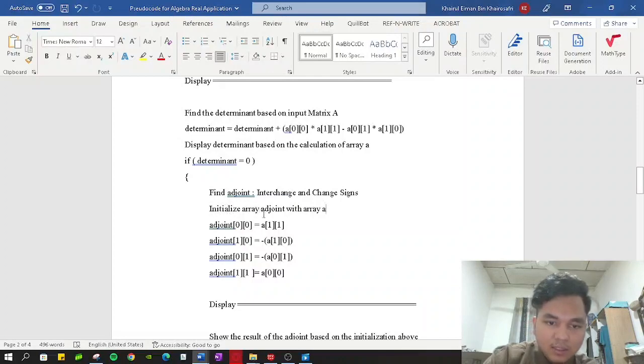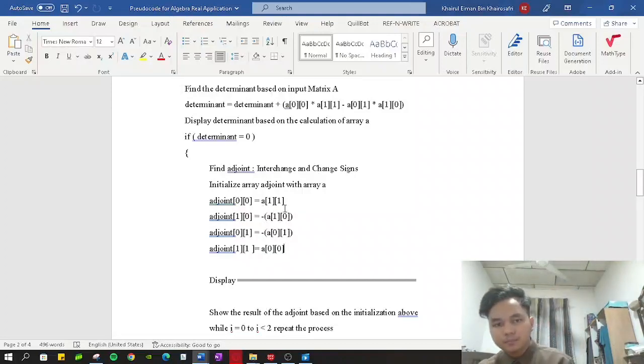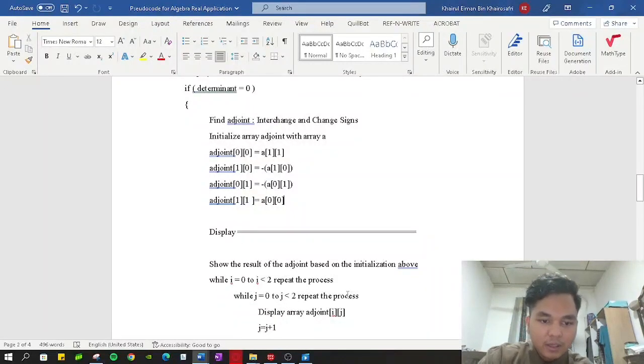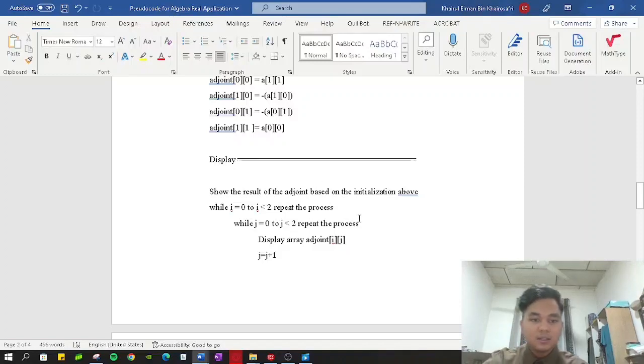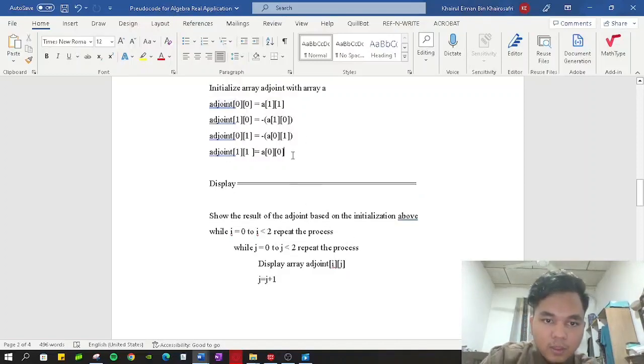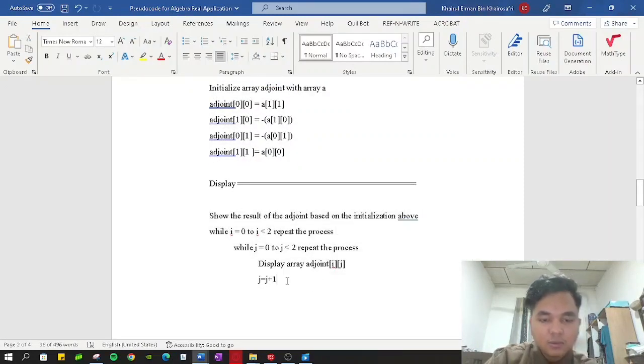So we need to initialize array adjoint with array A. So this is the formula, which I searched on the internet to convert the formula into the program or pseudocode. So display line, and what is shown below shows the result of adjoint based on the initialization above. So what we did here is shown here. So this is the process to show the result.